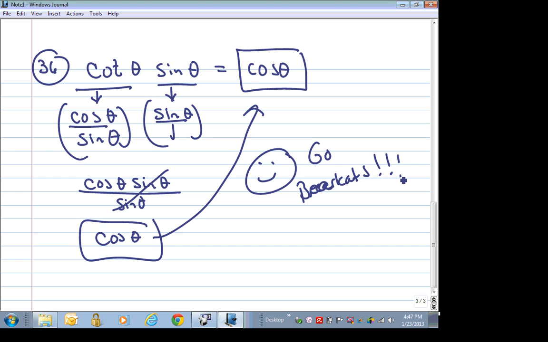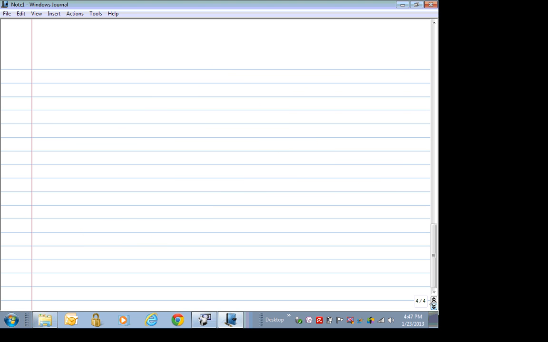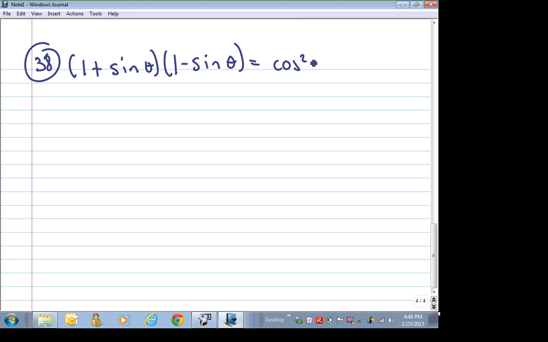All right, moving on. Let's take a look at 38, again, which will correspond much like 37. I'm not doing the ones you're supposed to do because you really have to practice these. This is brand new stuff that you have to practice. So 38, I get 1 plus sine theta times 1 minus sine theta, and that equals cosine squared theta. Okay, we get a little trick here.